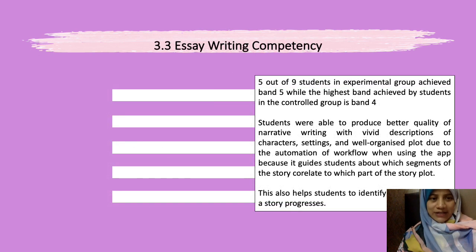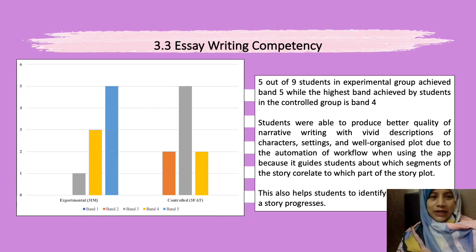When it comes to essay writing competency, the results are also in favour of the use of the Toontastic application in the writing task. You can see that 5 out of 9 students in the experimental group achieved band 5, while the highest band achieved by students in the control group is only band 4. In terms of the analysis of their writing, we found that the students were able to use better quality ideas with vivid descriptions of characters and settings, and all of these elements are actually provided in the application itself.